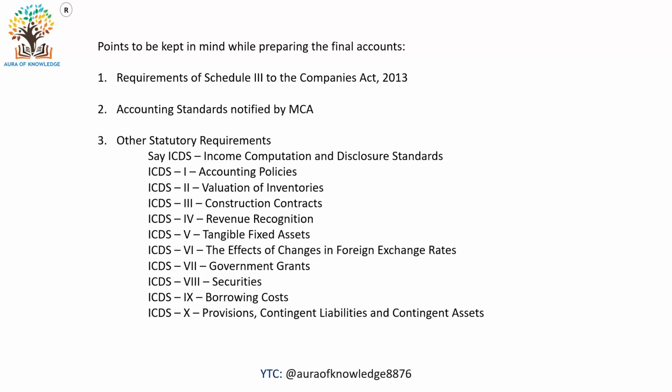Say suppose you have prepared your final accounts with the completion method for the contract, in the given example. Then when you come to the computation of income, you have to calculate percentage completion again, because in income tax you have to follow that method only. So that is the reason you should have all that data available with you, so that you can comply not only with MCA but also with income tax rules.